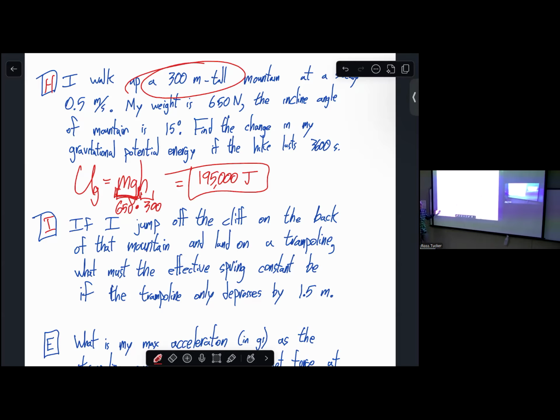Am I up? Compared to 300 meters, I don't really care whether that 1.5 meters is dipping below the trampoline surface, or whether the trampoline surface is at ground level and they dug a hole underneath it. I don't care. 1.5 is so much less than 300. I'm just going to say no gravitational energy. Do you buy that? So you're not up. There's no gravitational energy. You're not moving. There's no kinetic energy. Your final form of energy is purely spring energy.